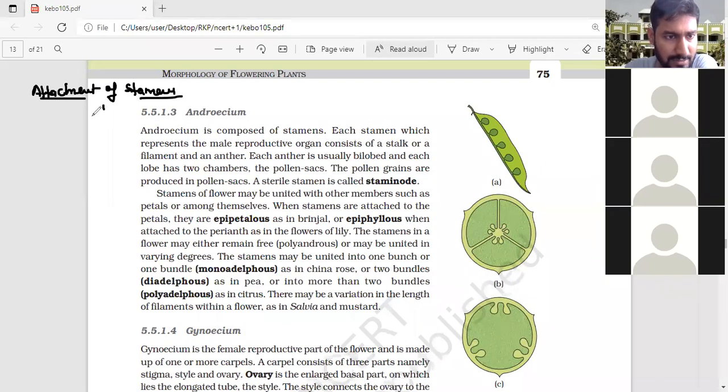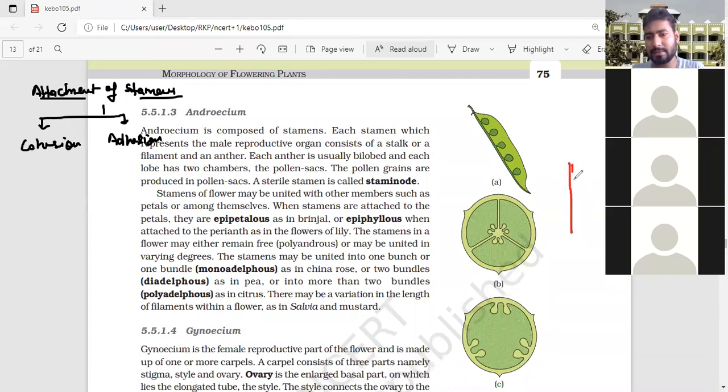Attachment of stamens. How many types are there? Two different types. One is cohesion and another is adhesion. Cohesion and adhesion. Cohesion means, suppose that we know the structure of the anther like that.